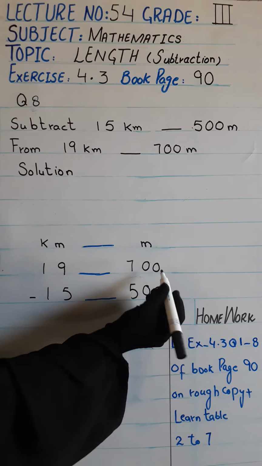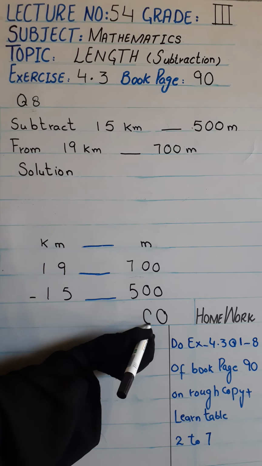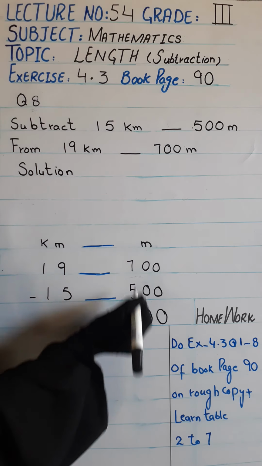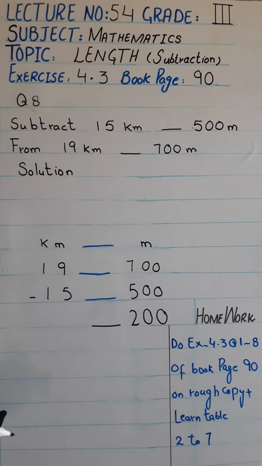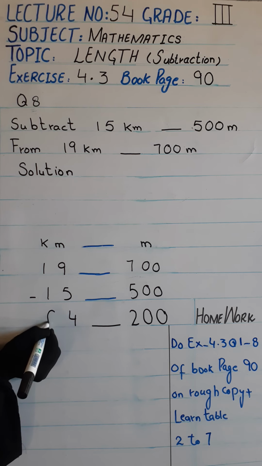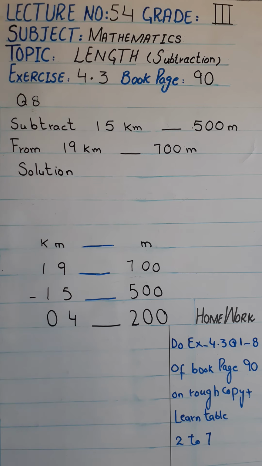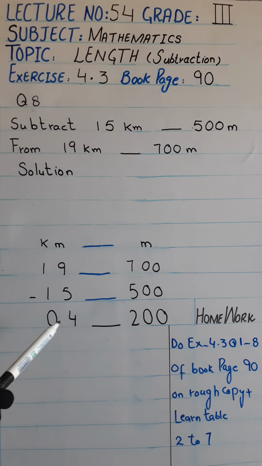From our right side, 0 minus 0 we get 0. Again 0, 0 we get 0. From 7 we subtract 5, we get 2. And here from 9 you subtract 5, yes, 4. Same numbers cancel each other. So when we subtract 15 kilometer, 500 meter from 19 kilometer, 700 meter, we get the answer 4 kilometer, 200 meter.